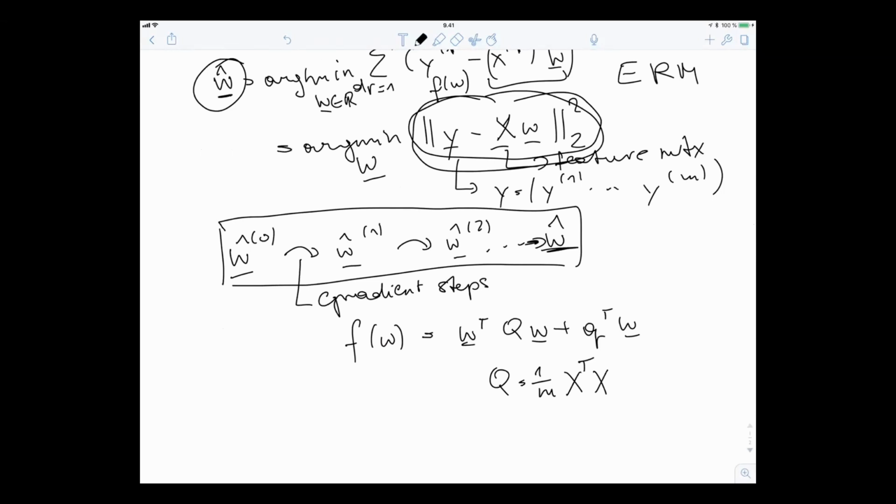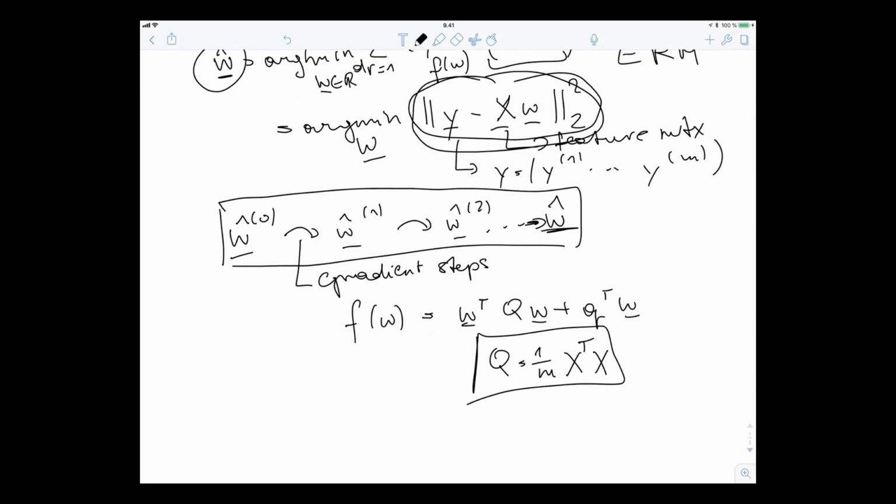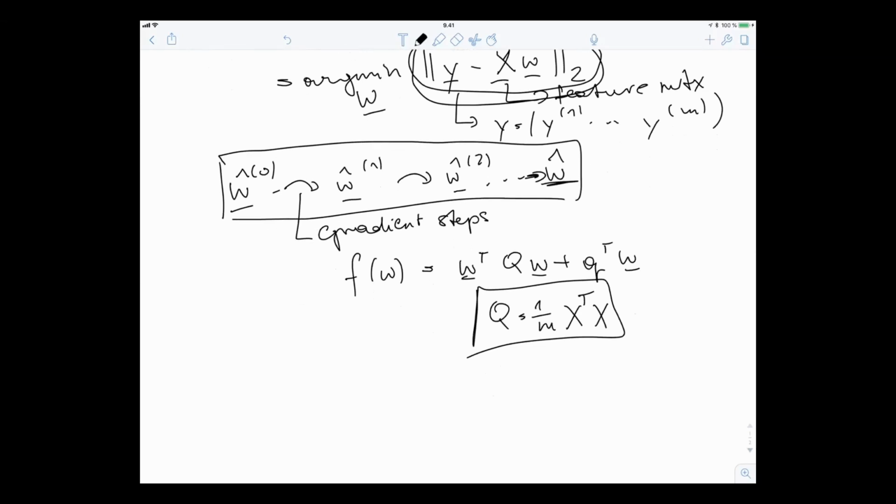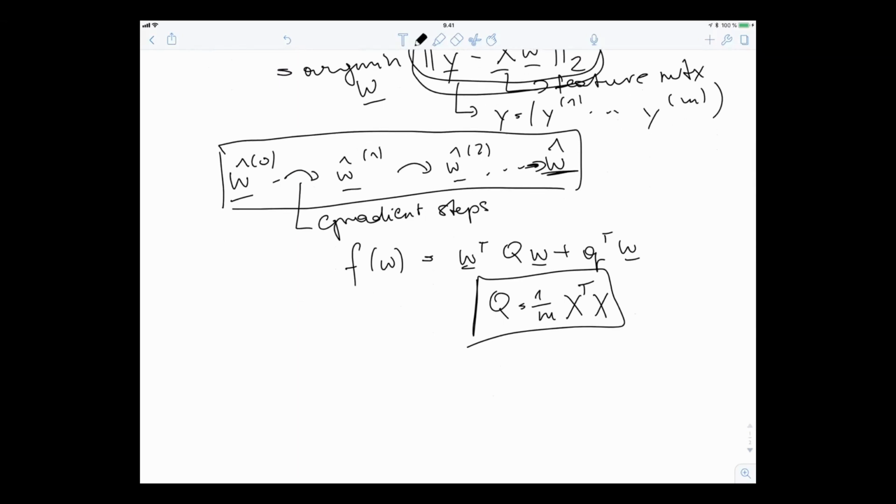X transposed. And it turns out the eigenvalues of this matrix are the important characteristic. If those eigenvalues are close to each other, and we call such matrices well conditioned, then these gradient steps converge quickly. Okay, but this is about the computational properties, and I will talk more about this in next week's lecture about gradient methods. Any questions at this point?